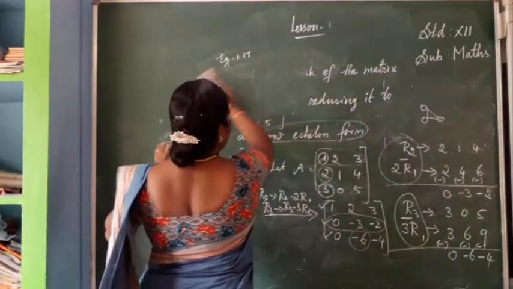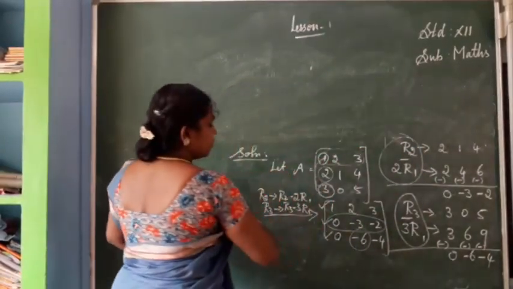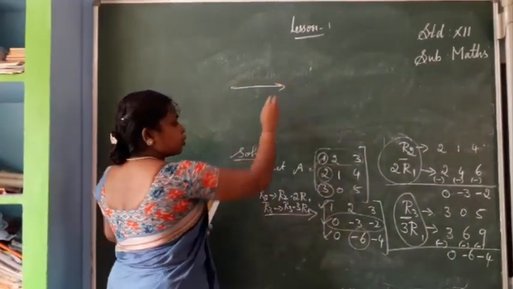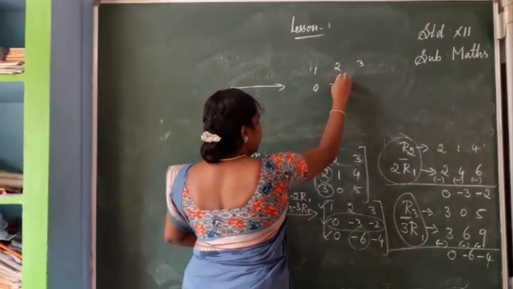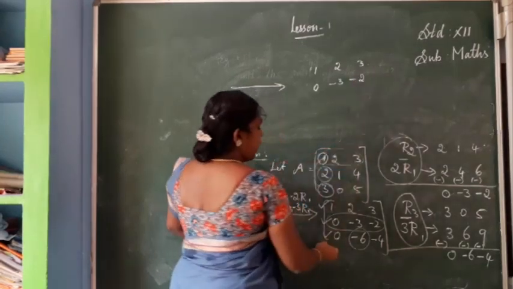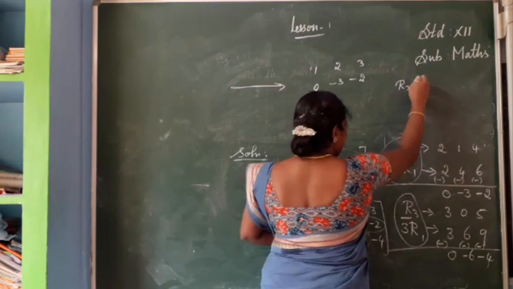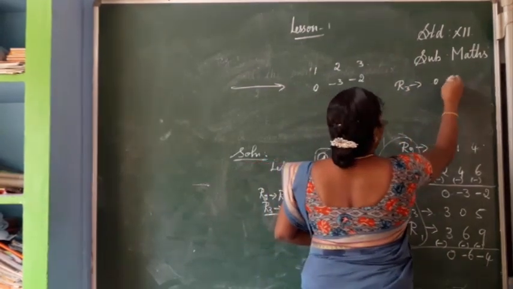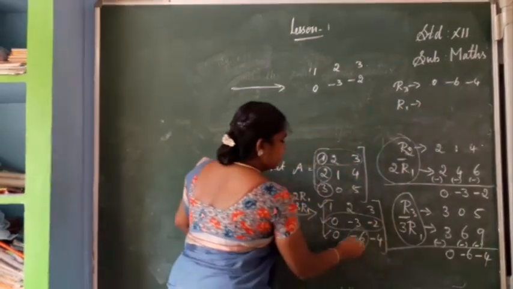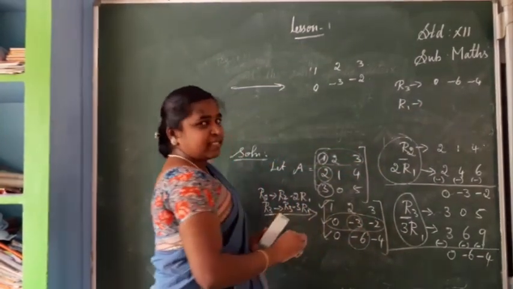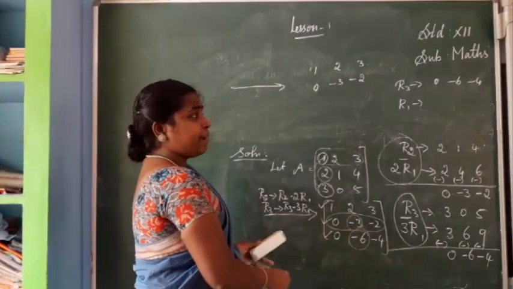So now you can see the next step. First two rows, no change: 1 2 3, 0 minus 3 minus 2. So in R3 the second element is minus 6. So I am writing R3 gives 0, minus 6, minus 4. In R2, above that minus 6, what is there? Minus 3. If you are multiplying by 2, you will get the same element.